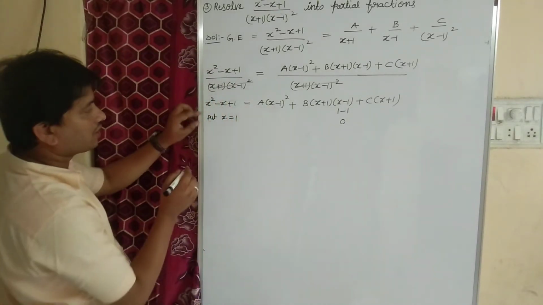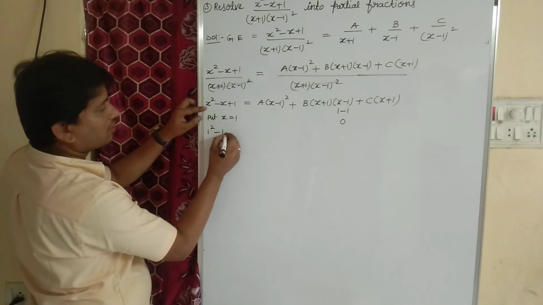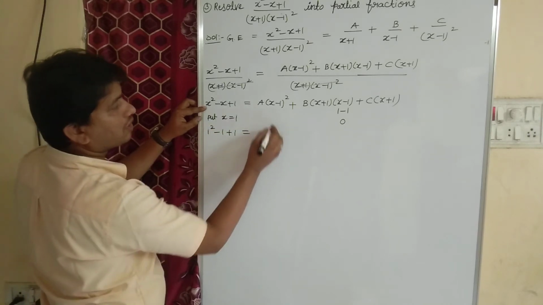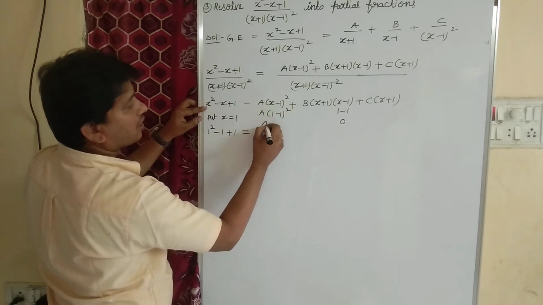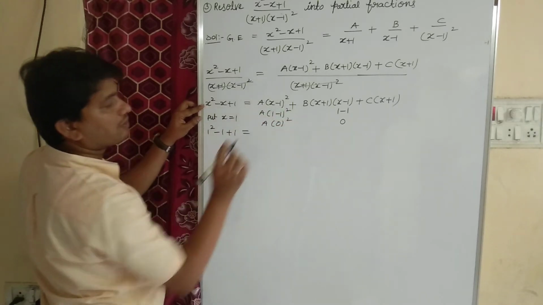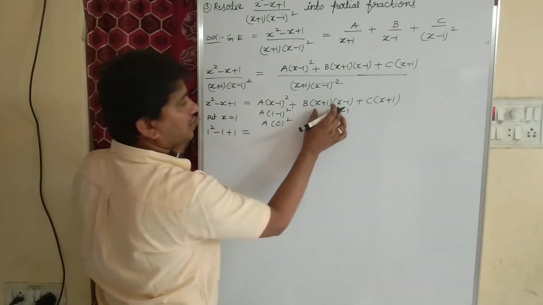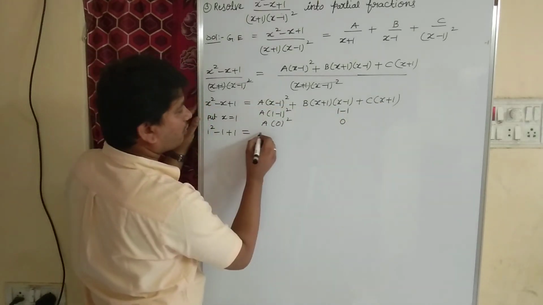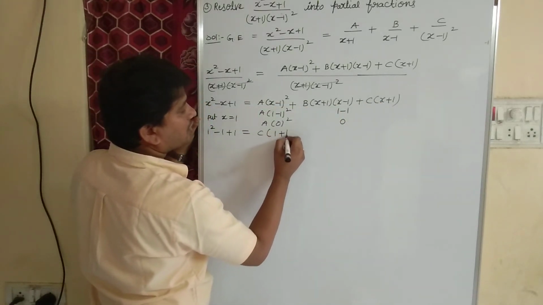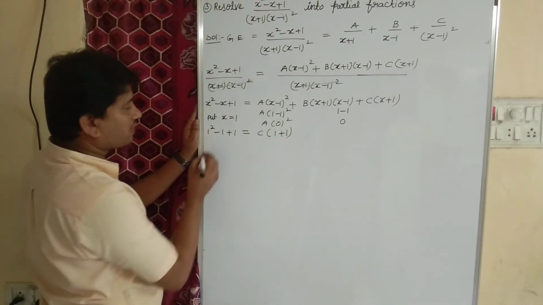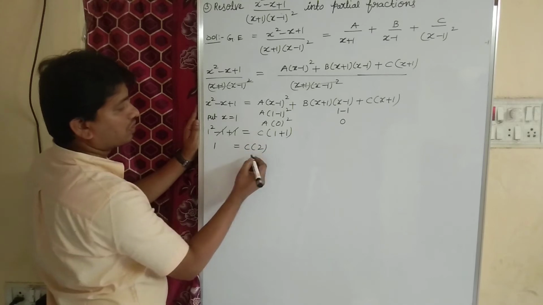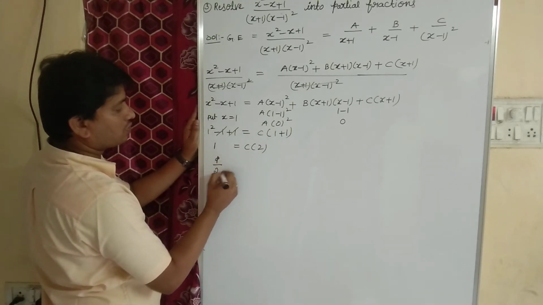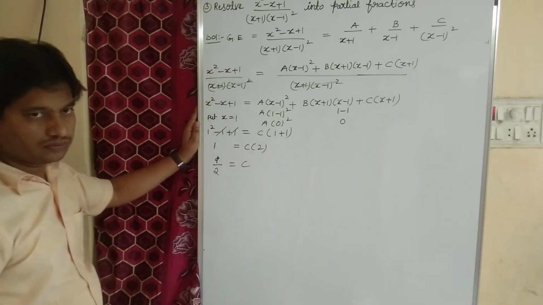Children, put x equal to 1, I mean 1 square minus 1 plus 1 equals a into 1 minus 1 whole square, a into 0 square, this will become 0. You leave this term and this term, both are 0. Now what about the remaining term? c into x plus 1 means 1 plus 1. Minus 1 plus 1 cancel, 1 square means 1, c into 2. 2 is multiplying, transpose, you will get 1 by 2.